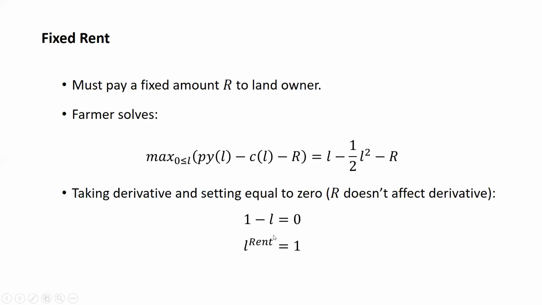Now, of course, your income will be lower because now you have to pay this rent R. So R affects your payoff, but it doesn't affect your decision L on how much to work, and it doesn't affect how much is produced. Obviously, R is going to determine how much of the total output produced gets to be kept by the landowner and how much output gets to be kept by the farmer.